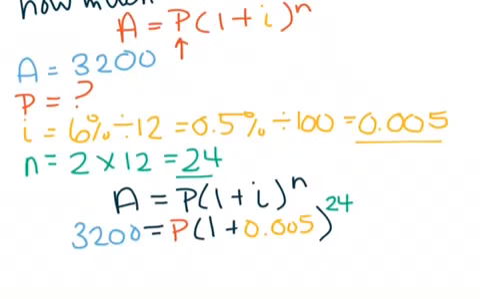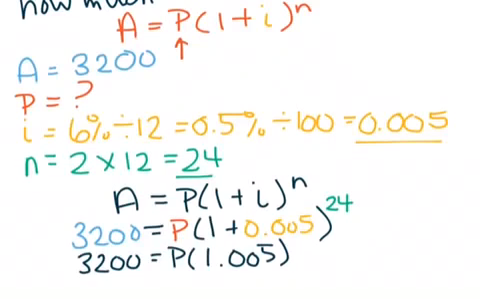So let's start to simplify. I don't want you to simplify this exponent yet. I'm going to show you what I want you to do. The only thing I want you to do is simplify what's in the bracket. So let's rewrite this as 3,200 equals P times 1.005. We're just adding those two. 1 plus 0.005 is just 1.005, to the power of 24.